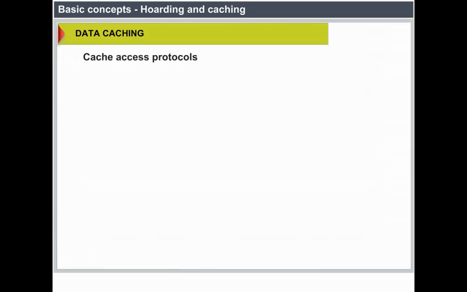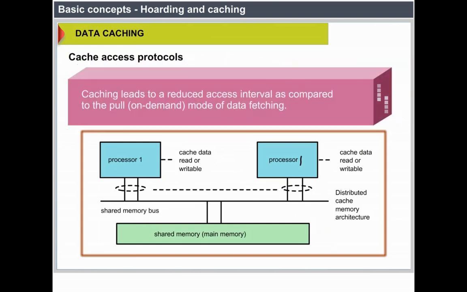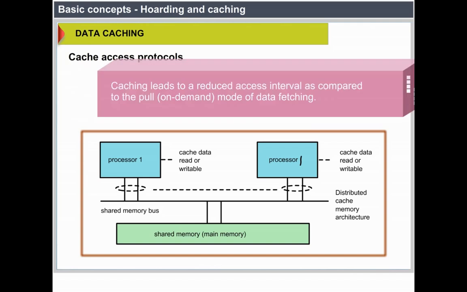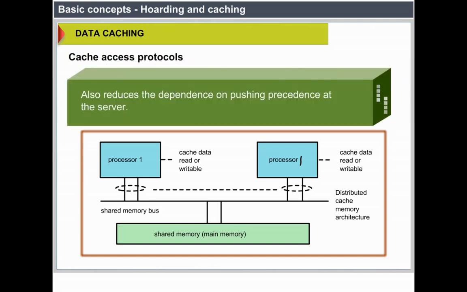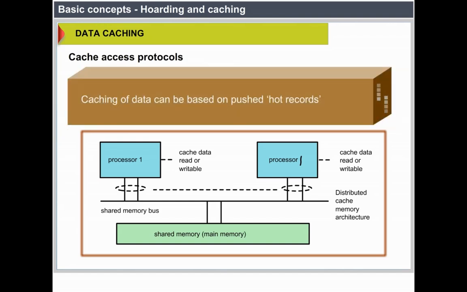Data caching. Cache access protocols. The client device caches the pushed disseminated data records from a server. Caching leads to a reduced access interval as compared to the pull on-demand mode of data fetching. Also reduces the dependence on pushing precedence at the server. Caching of data can be based on pushed hot records.